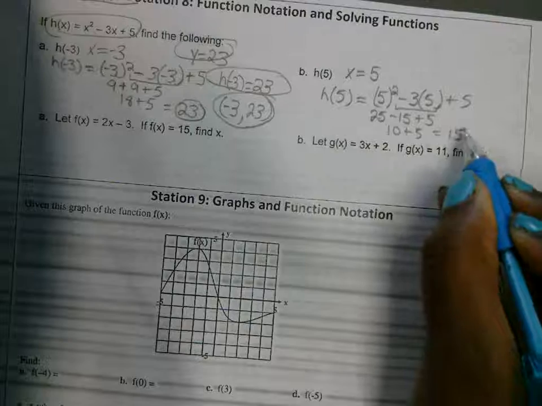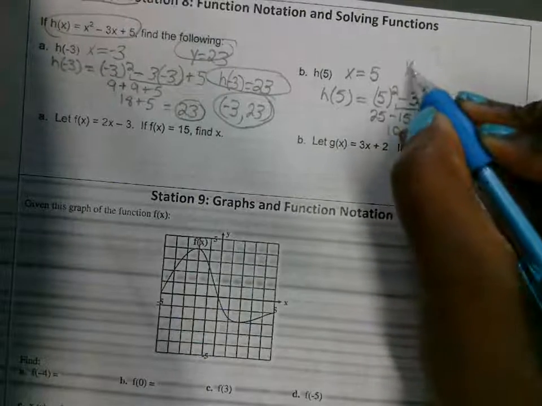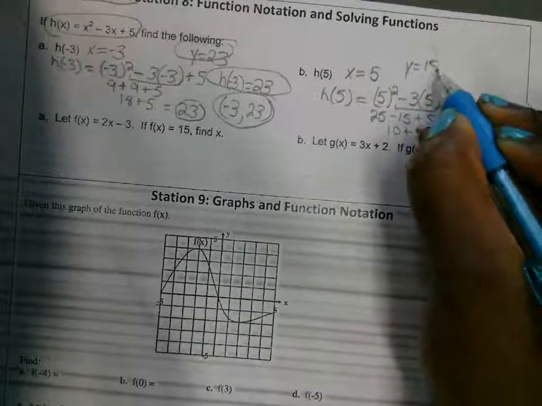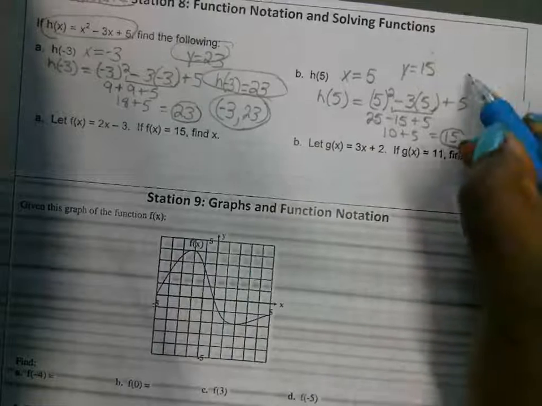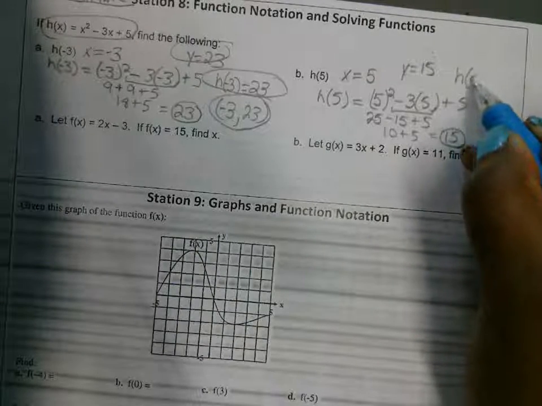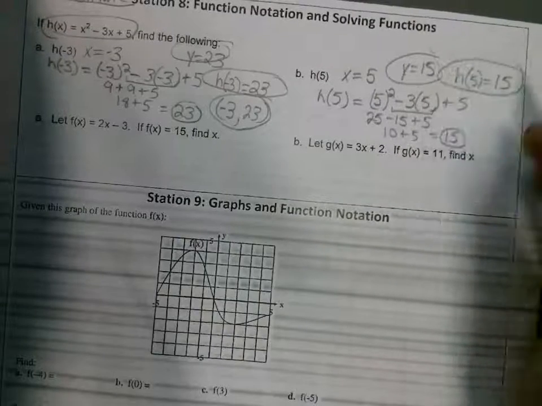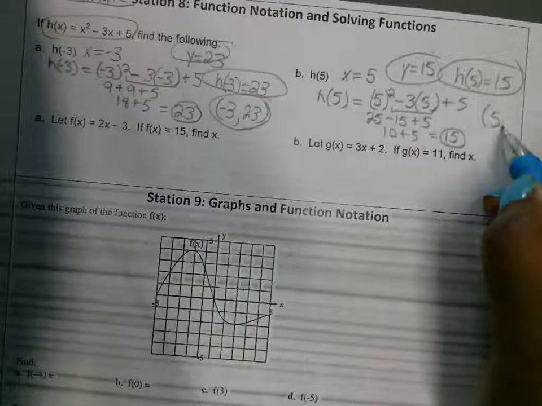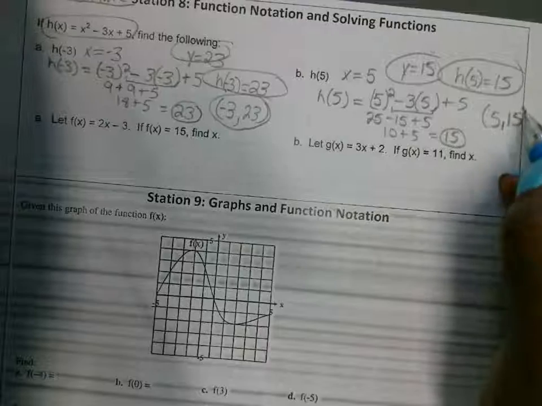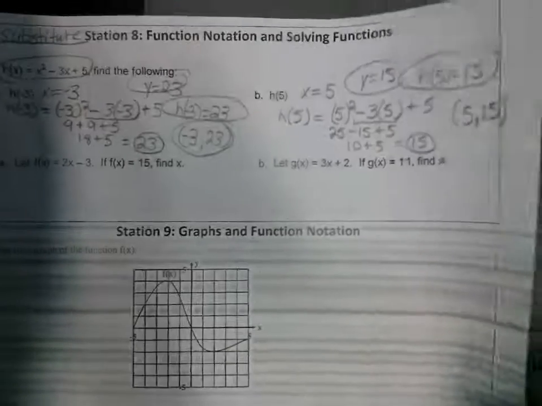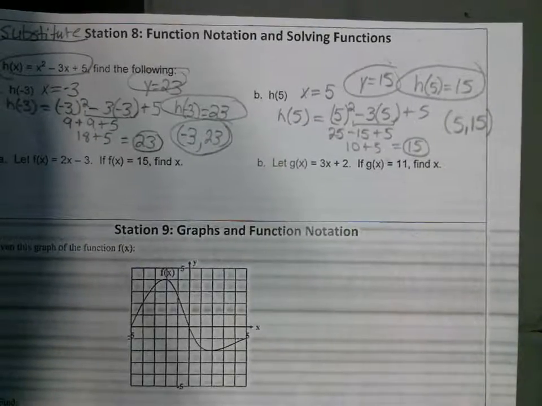So answer is 15. So different ways to write it. You can say y is equal to 15 or h of 5 is equal to 15 or 5, comma 15. You okay?